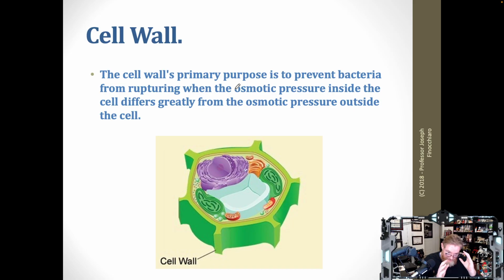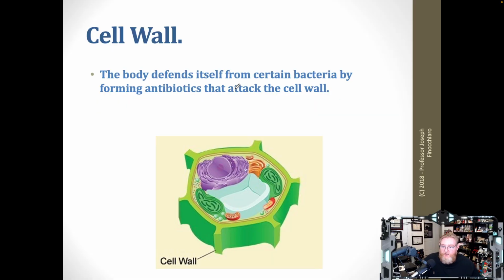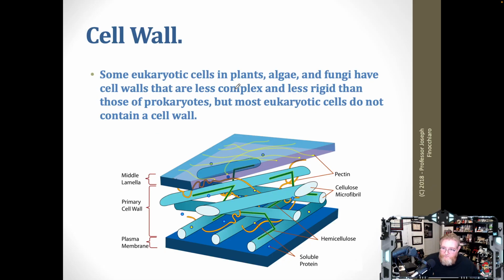If there's a big difference in the concentration of materials, salts, and liquids in and outside of a cell, they will try to equalize. Okay? A cell wall basically says that, hey, if that happens, the cell's not going to crush in on itself, which is typically what happens if you don't have the wall, and if the change is too great, that also can happen. The body defends itself from certain bacteria by forming antibiotics that attack the cell wall.